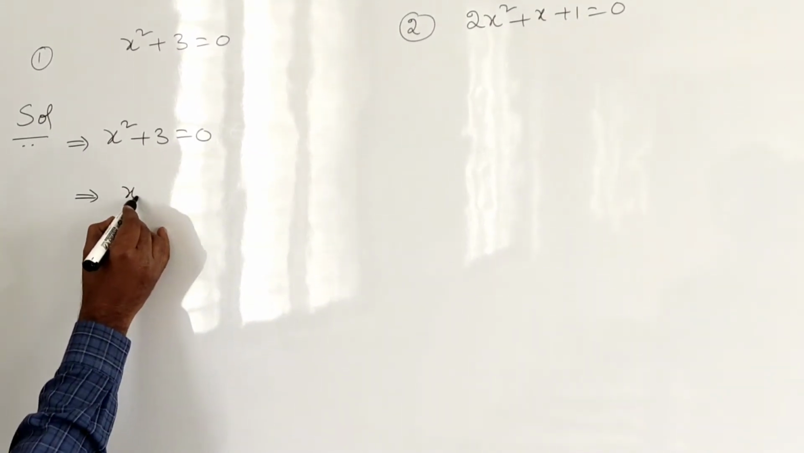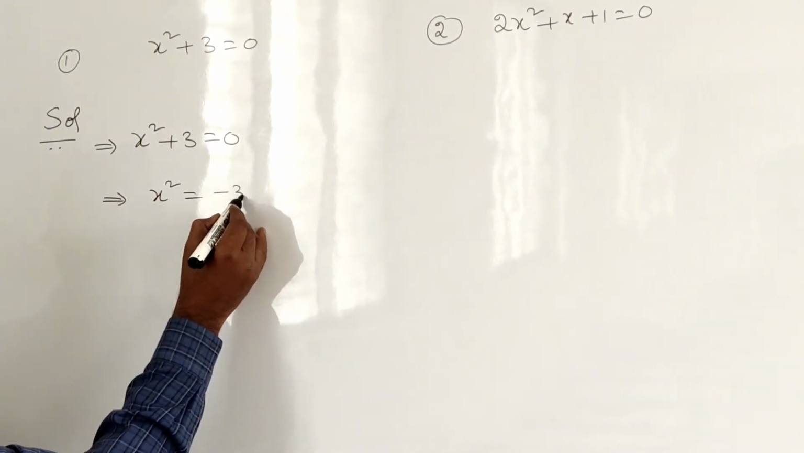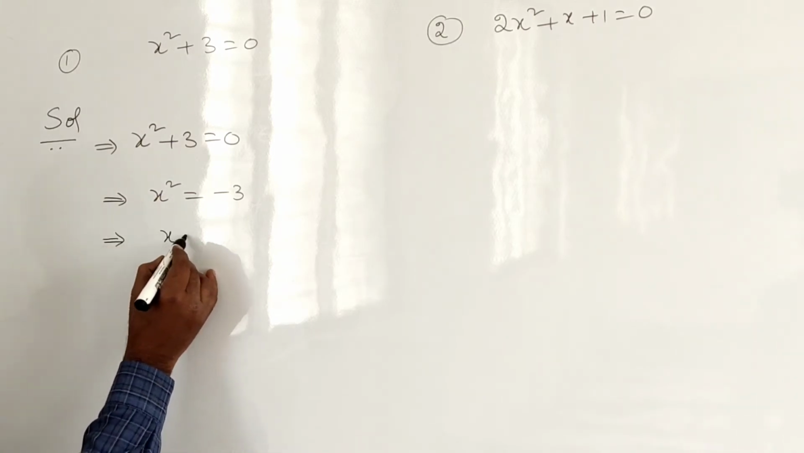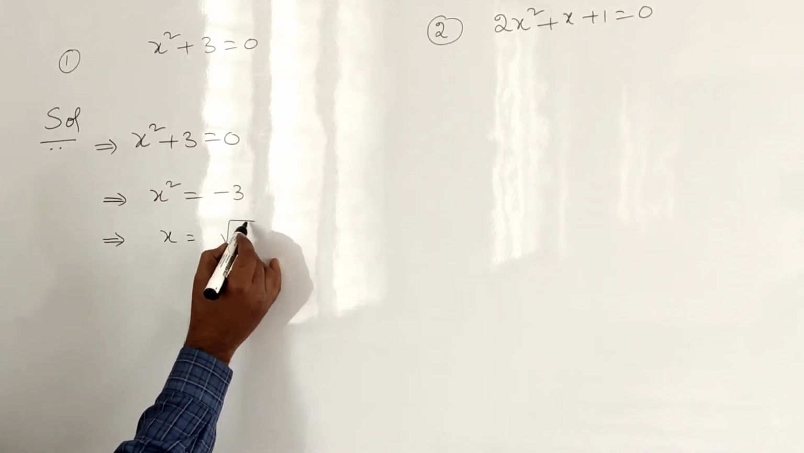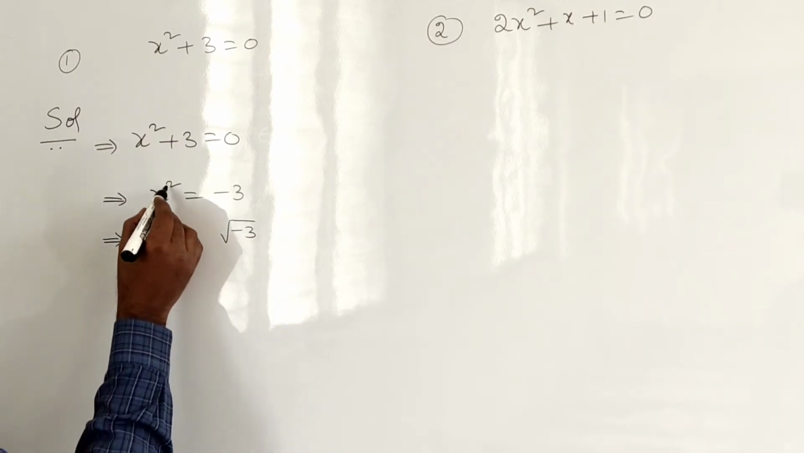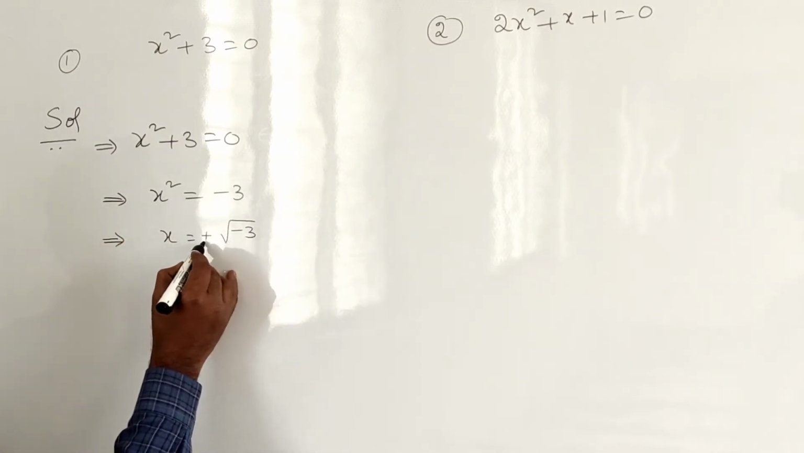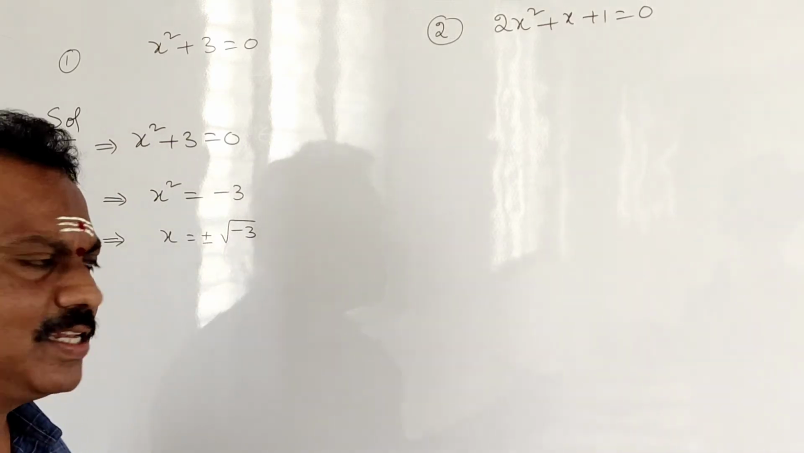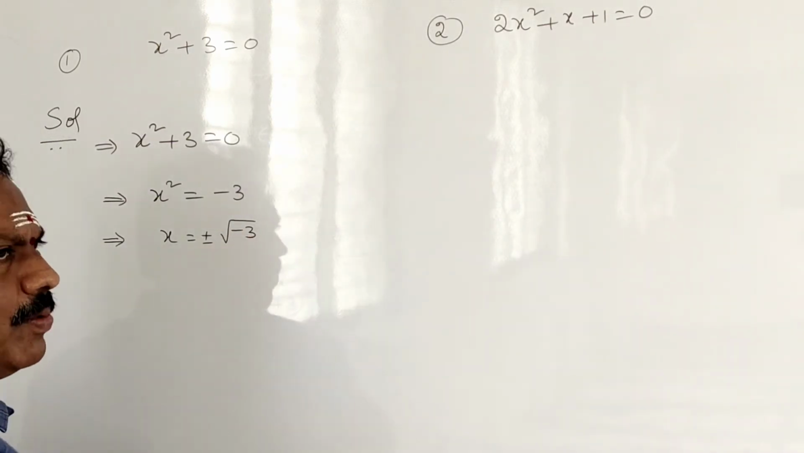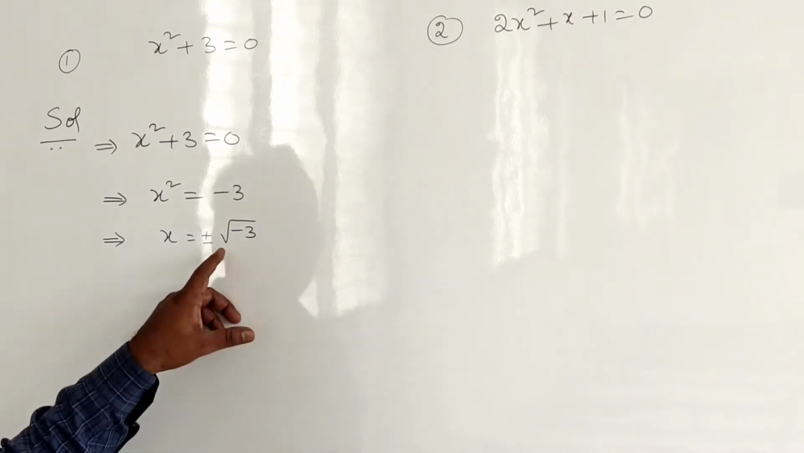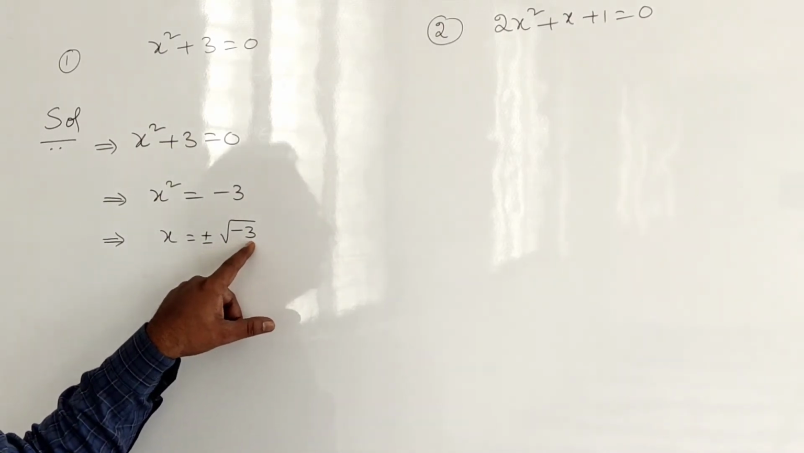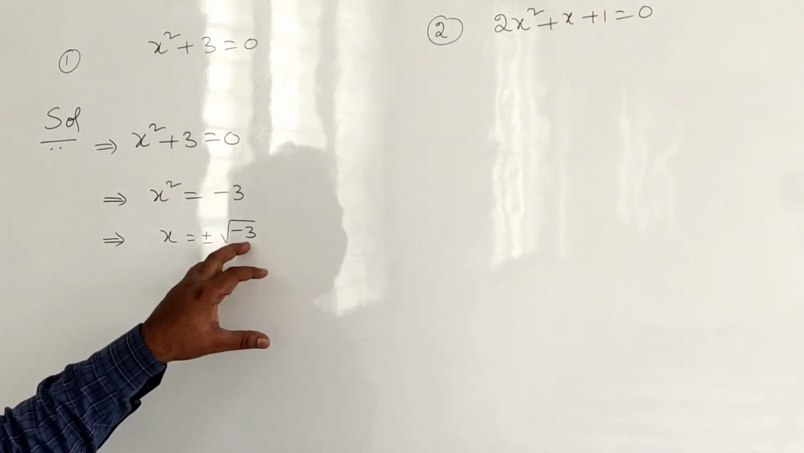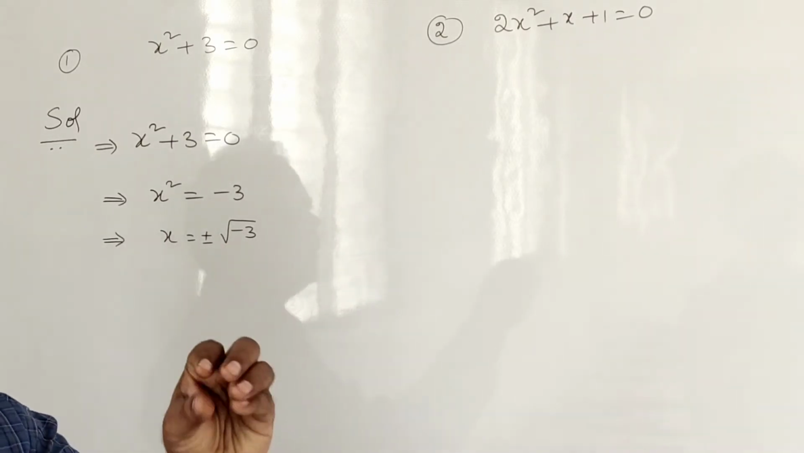The 3 you can bring to the right side, you will get minus 3. You need the x value, so you get x equal to under root minus 3. When the square becomes a root, you get plus or minus. But in lower classes up to SSLC, when you get the square root of a negative real number, you say that it does not exist. That means this value does not exist in real numbers.